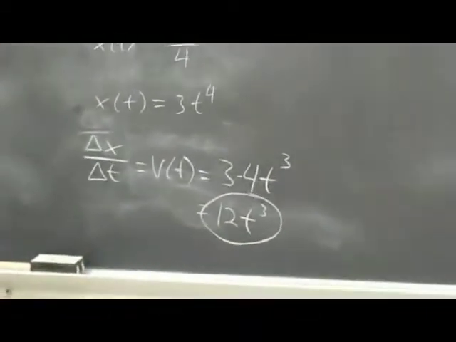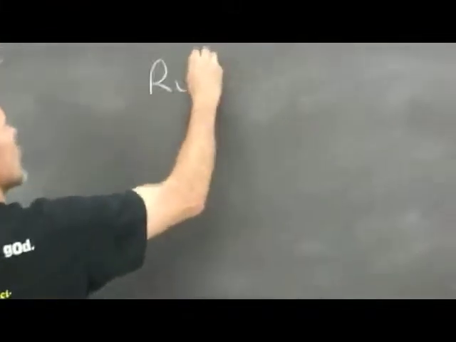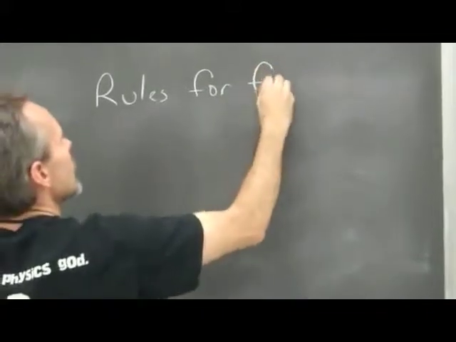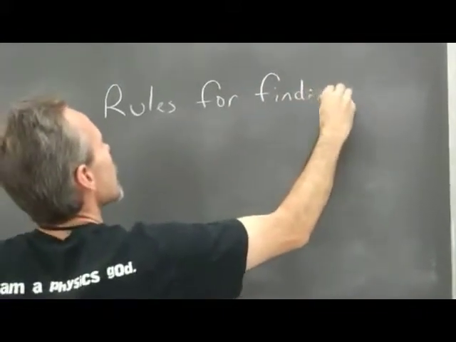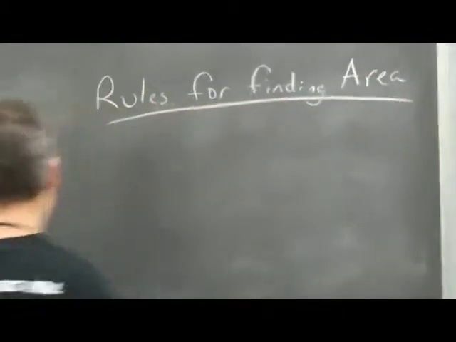So let's see if I can quantify those rules. So the rules for finding, instead of slope, I'm finding the area. Rules for finding an area.